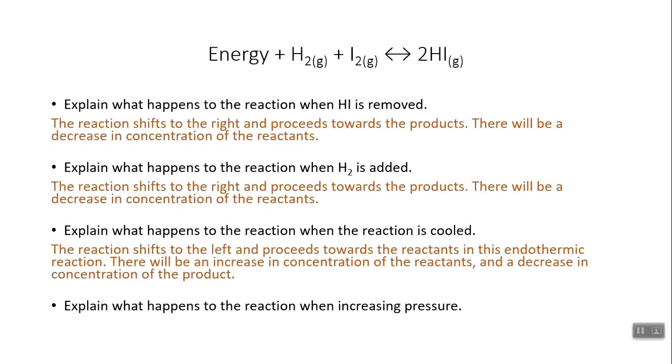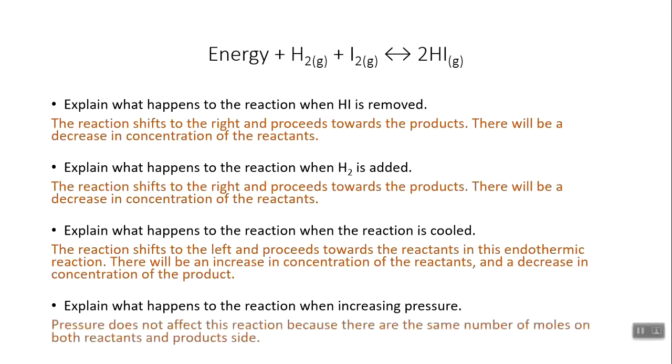Explain what happens to the reaction when increasing pressure. So did you remember to count up the total number of moles? If you did, great. Remember, energy is not a mole. Okay, so here we have 1 mole plus 1 mole, that's a total of 2 moles. On the product side, we have 2 moles of product. So 2 moles of reactants and 2 moles of product. What's going to happen to the equilibrium? Nothing. It's the same number of moles on both the reactants and product side.